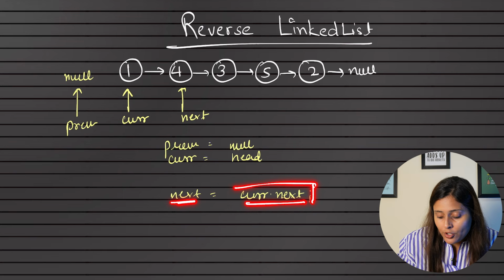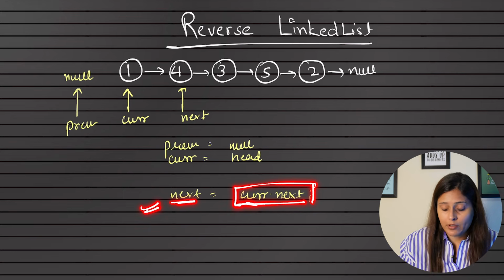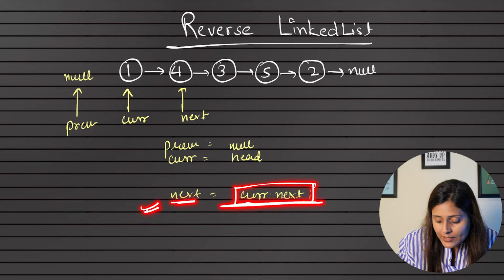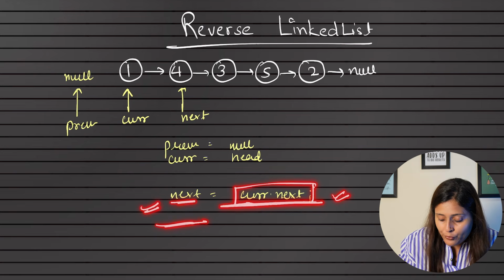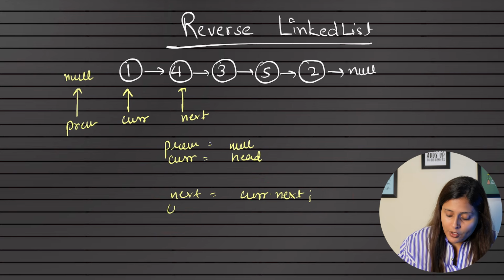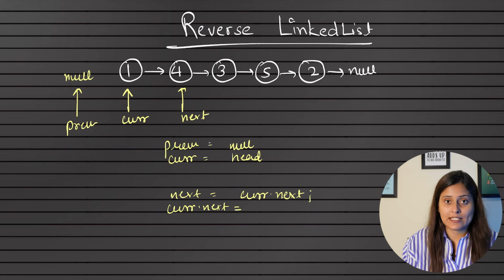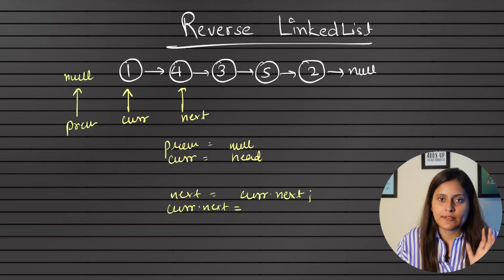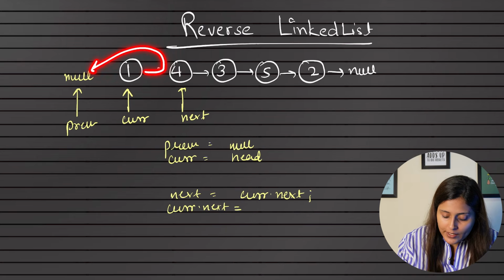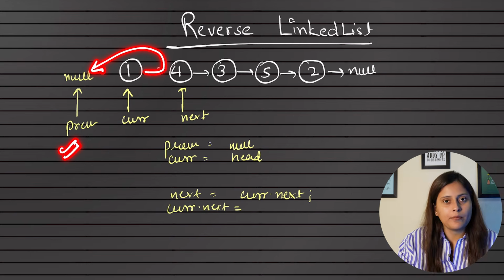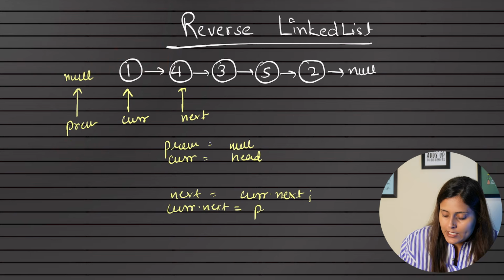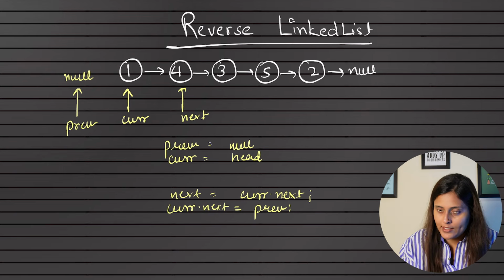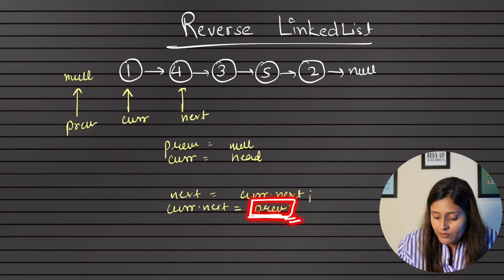We have written current dot next, we have saved it in a next variable. So whatever has been written on the right side, we have to fill it now. Meaning current dot next we have saved, so we have to write now current dot next. What new current dot next do we want? Can I say the new current dot next we want is whatever previous is holding? In this case previous is holding null. So anyhow, 1 dot next after reversal we want it to point to null, correct?